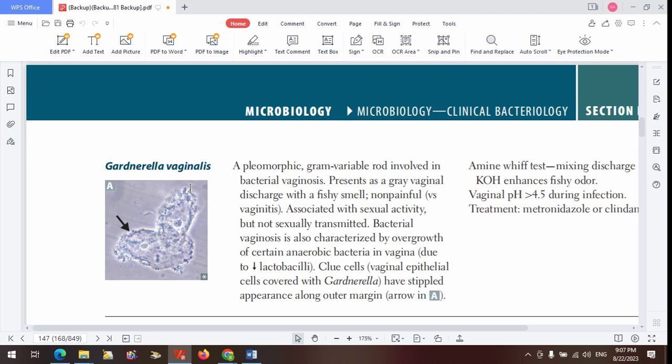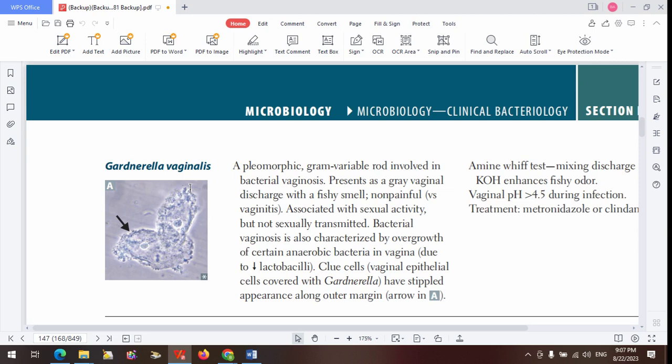And how do we make the diagnosis? We just obtain a sample of the vaginal discharge and mix it with 10% KOH, and of course there is going to be exacerbation of that fishy odor. That's what we call the whiff test. They talk about it a lot. So the whiff test: mixing the vaginal discharge with 10% KOH, increasing the fishy odor.